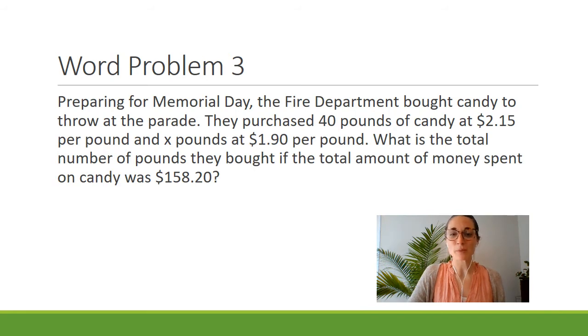Our third word problem says, preparing for Memorial Day, the fire department bought candy to throw at the parade. They purchased 40 pounds of candy at $2.15 per pound and X pounds of candy at $1.90 per pound. What is the total number of pounds they bought if the total amount of money spent on candy was $158.20?